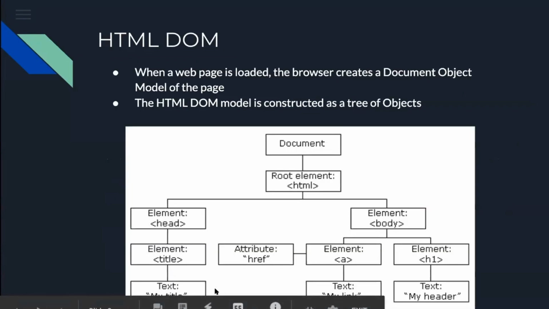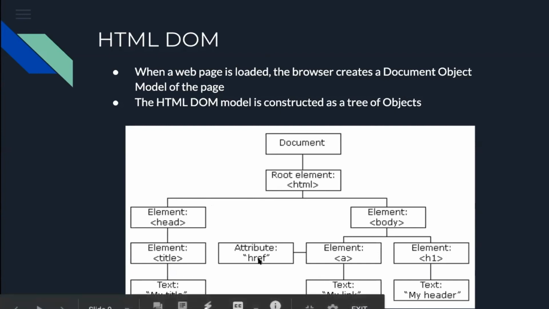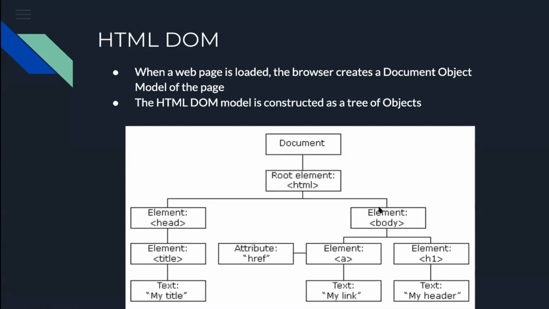The HTML DOM. Here you can see the HTML DOM. This is the hierarchy view of an HTML. DOM is the document object model, and under it, it's like a tree. We have the document at the root of it, and the root element is the HTML tag. And under this tag, we have the head, the title, and under the title we have a text, for instance. Also inside the body we have the A, and the attribute of the A is href. We have another element such as h1, and the text under this element is my header. So this is the hierarchy view of HTML.